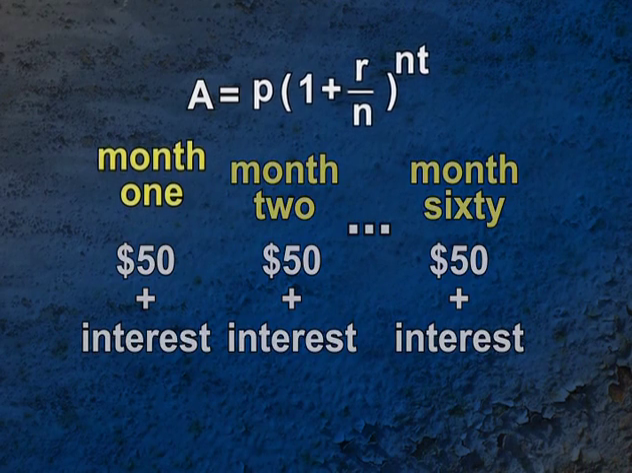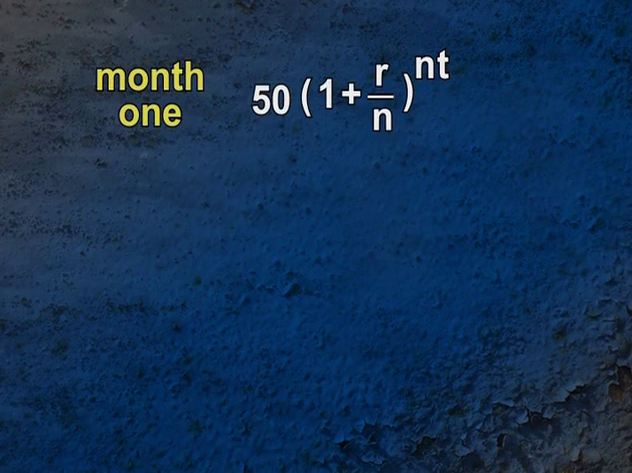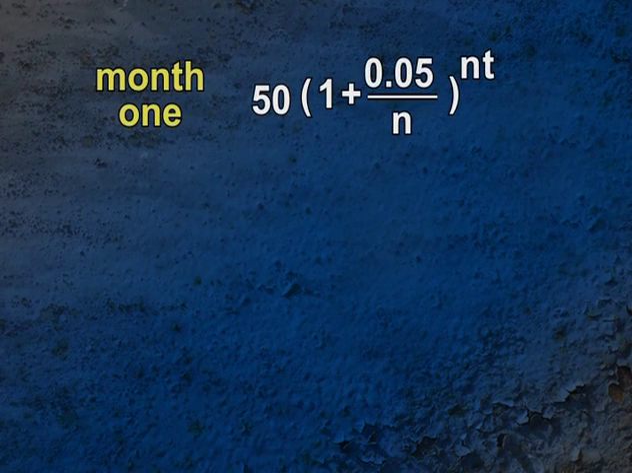Let's look at the situation algebraically. In month 1, the deposit is $50, so that's the principal amount of investment. The rate is 5%, or 5/100ths. n, the number of compoundings per year, is 12. And t, the time, is 5 years. Now that time t is the item that changes from month to month. But for the first month, the time is the entire 5-year period.